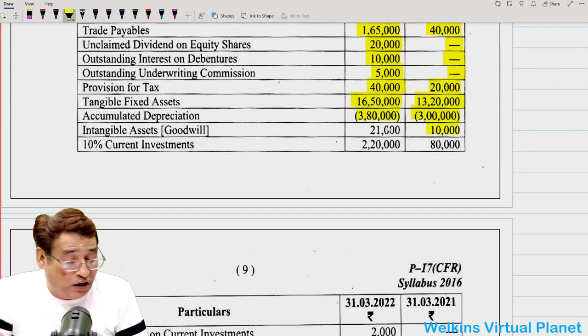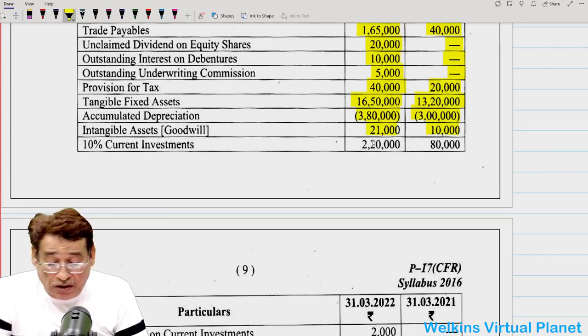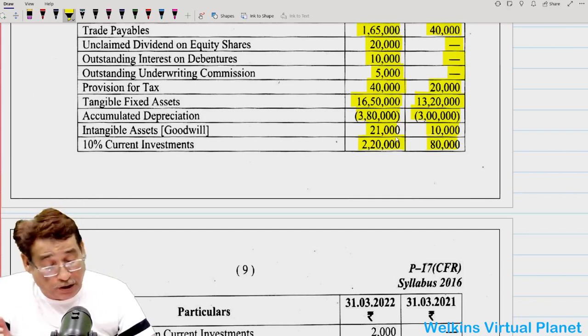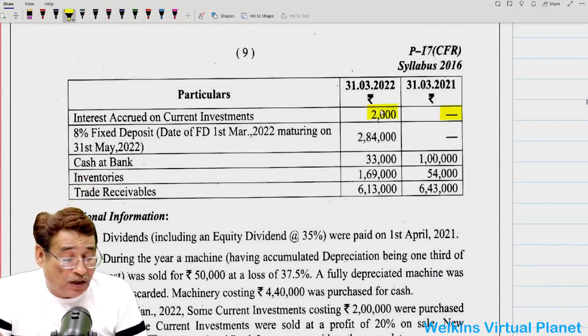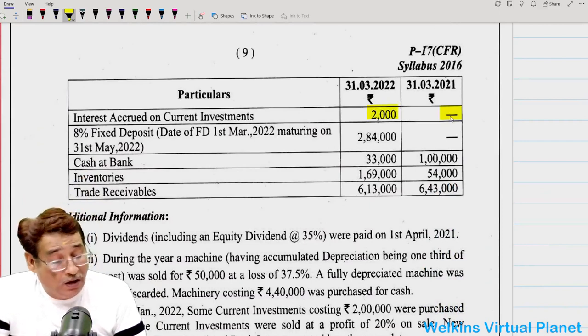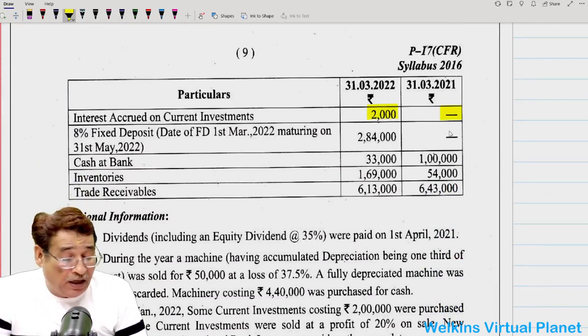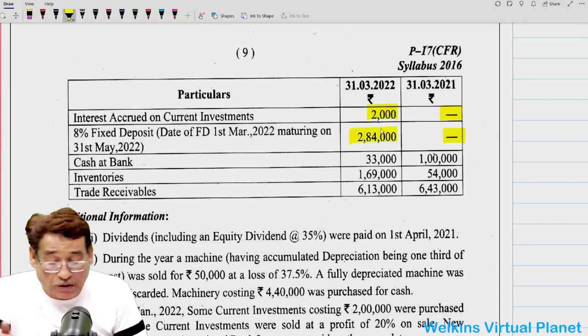Intangible asset or goodwill is given to you. Opening balance is 10,000, closing balance is 21,000. Then you have been given 10% current investment, opening balance 80,000, now 2,20,000. Pretty long question, I have already told you. Interest accrued on current investment: there is a closing balance of 2,000. Then 8% fixed deposit in the beginning is 0, and 2,84,000 is the fixed deposit.